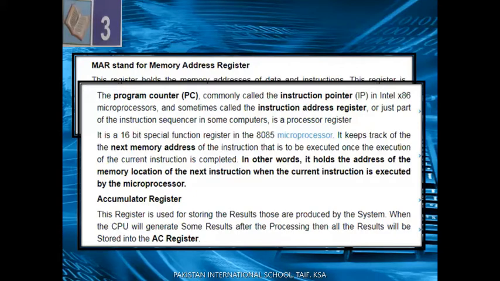So PC is the program counter register which is used to hold the address of the instruction to be fetched from the memory. At any given instant, the contents of PC indicate the address in the memory from which the next instruction can be executed. Then next we have the accumulator register. The accumulator register is used for storing the results produced by the system. When the CPU generates some results after the processing, all the results will be stored in the AC register.